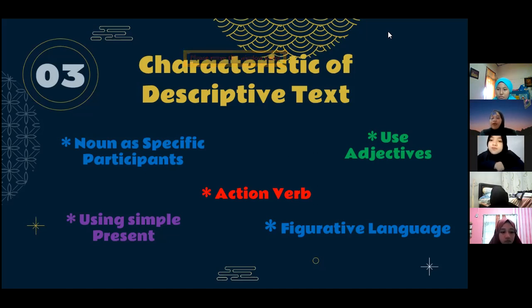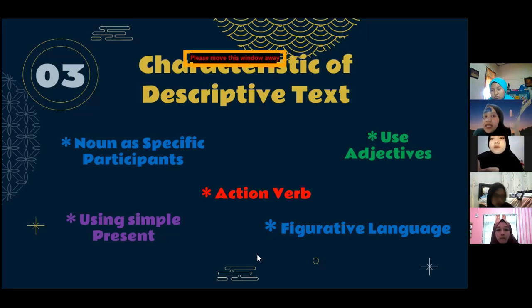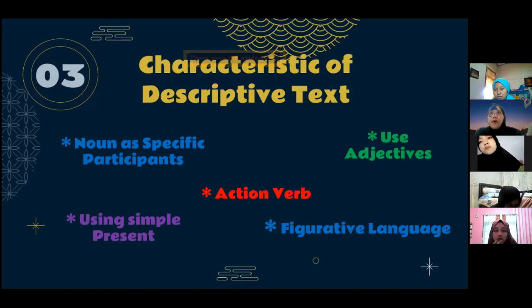So the last is about the figurative language. It's like in the second text that we find that his size is as big as a palm of my hand. It's figurative language to imagine the things, the nouns, like his dress is like a princess gown, or he looks like Prince Harry, something like that. To figure out or to imagine.